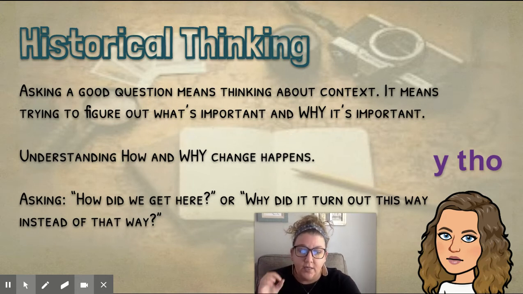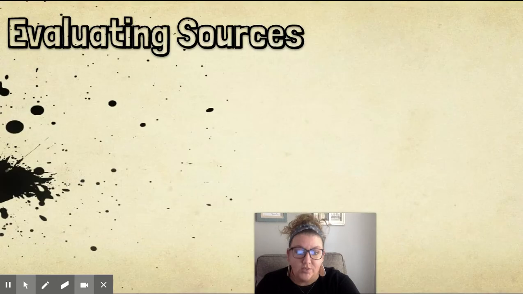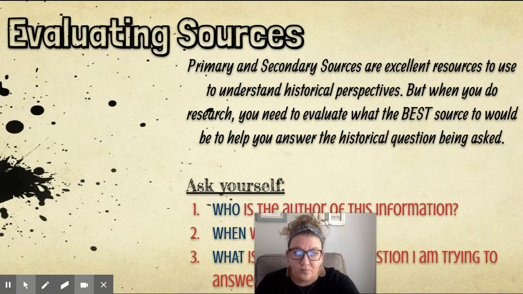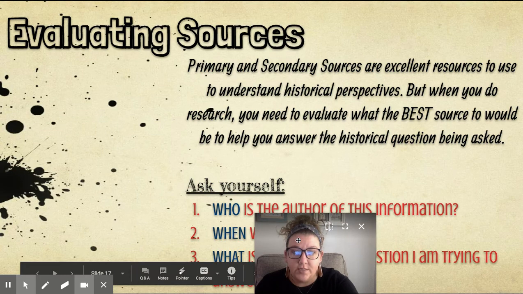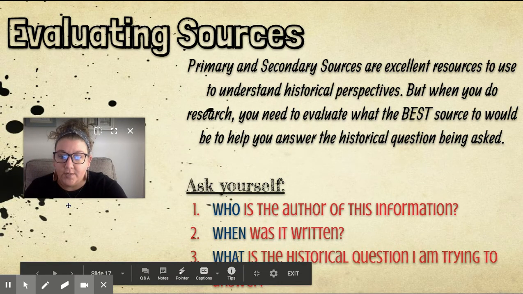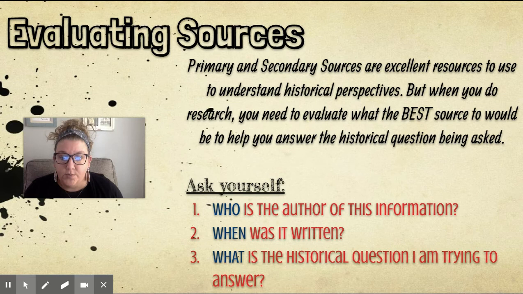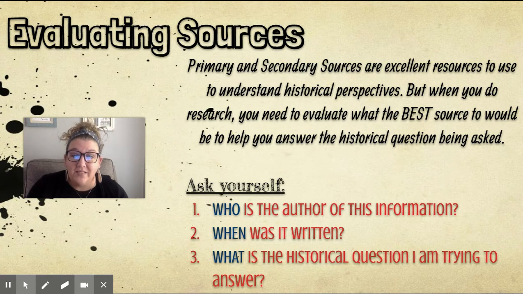So historical thinking is crucial and critical to being able to analyze history. And the way we do that is evaluating sources. So analysis and evaluation. Primary and secondary sources are crucial, but you have to sometimes determine which is going to be the better source to use. So even though they are excellent resources to use to understand historical perspectives, when you do research, you need to evaluate what the best source would be to help you answer the historical question that's being asked. So when you're looking at whether you should use this source or that source, I want you to ask yourself, who is the author of the information?